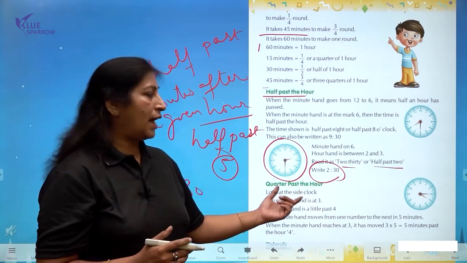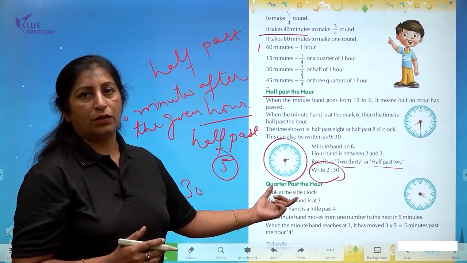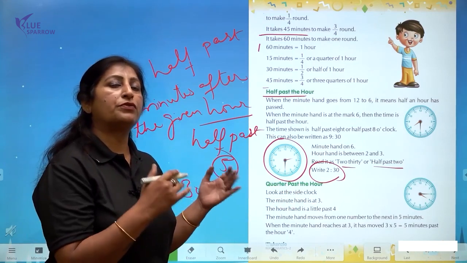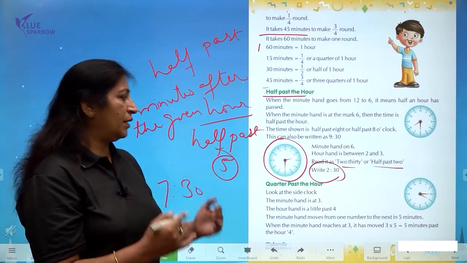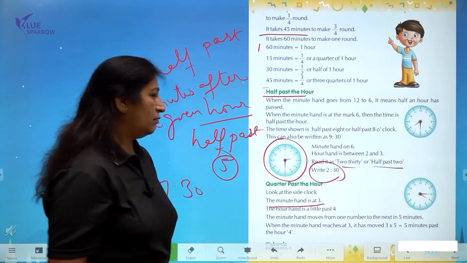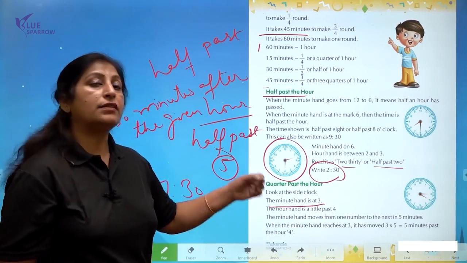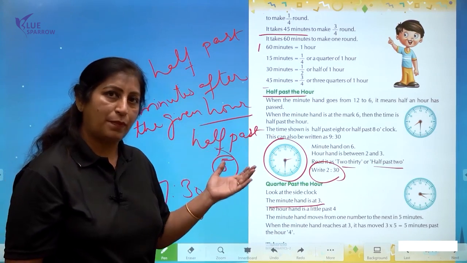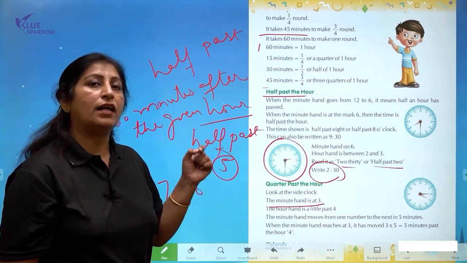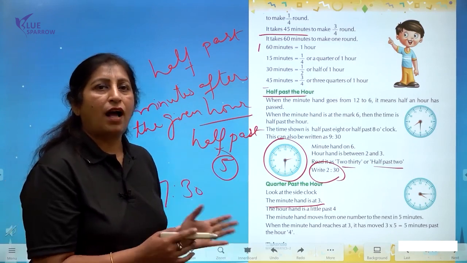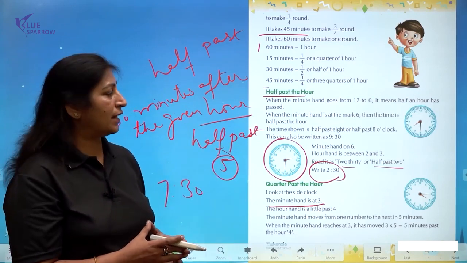Now we talk about the time quarter past the hour. Quarter means 1/4 of the hour, 1/4 of 60 minutes, which means 15 minutes. So suppose the minute hand is at 3 and the hour hand is a little past 4. It means 4 o'clock has passed and the hour hand is a little past 4, so a few minutes have passed after 4. How many minutes? Let's check it.